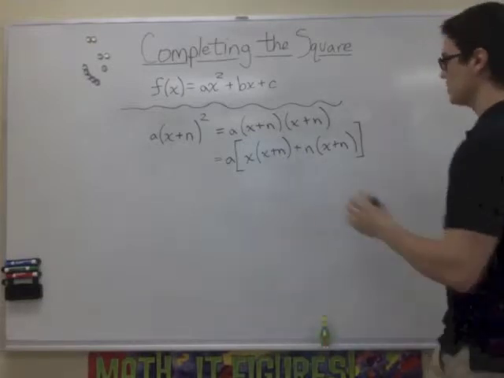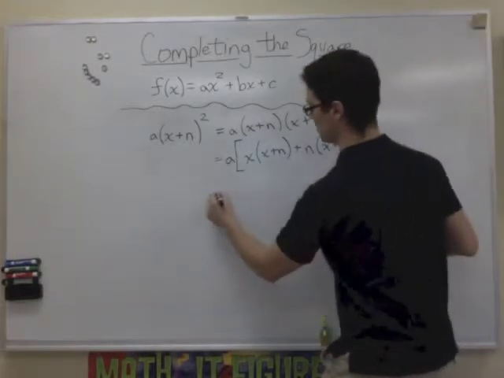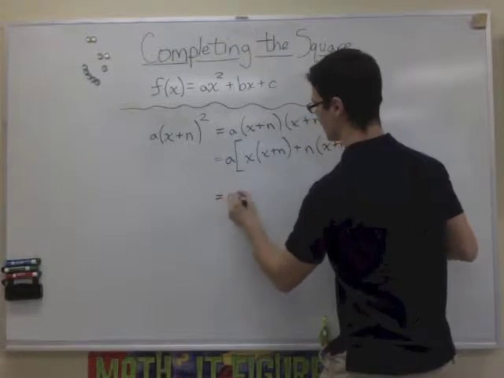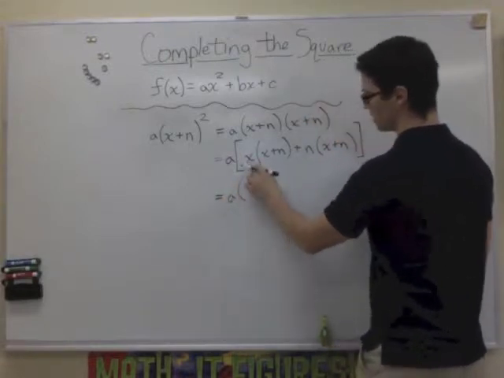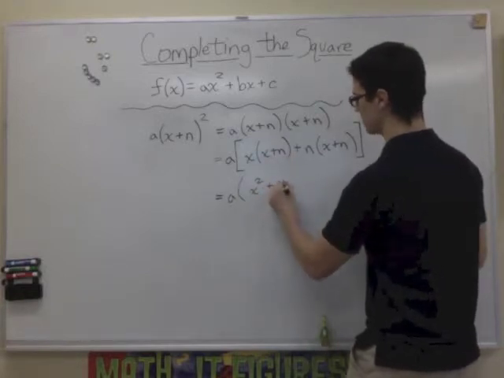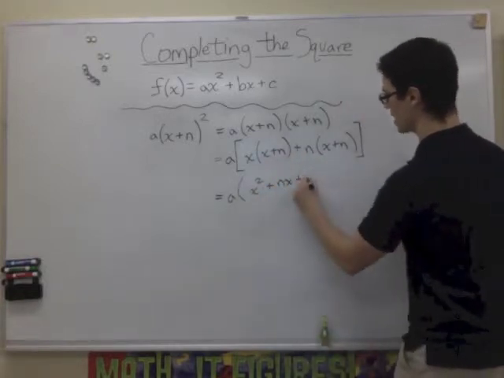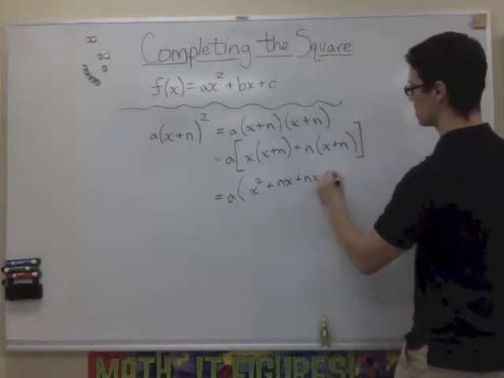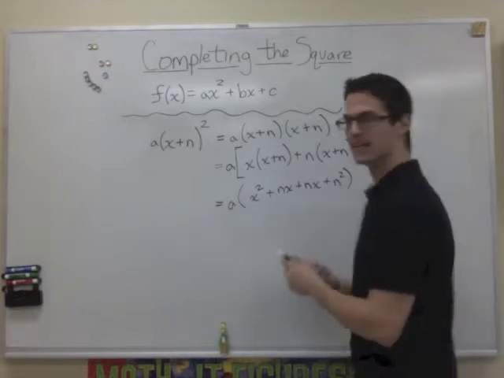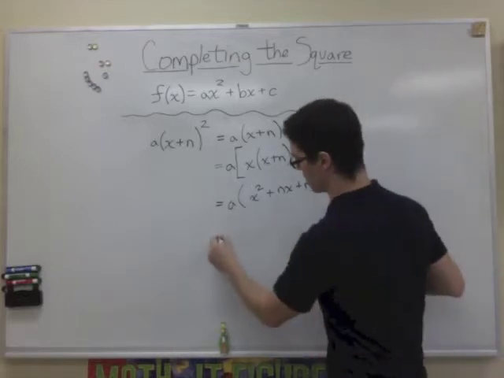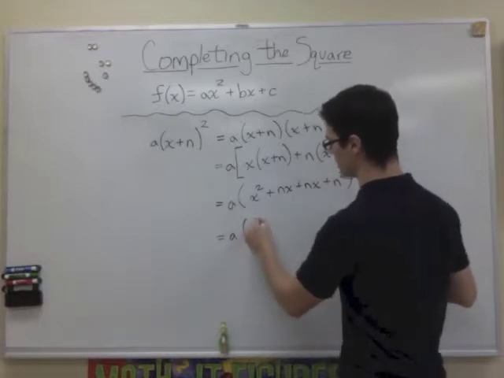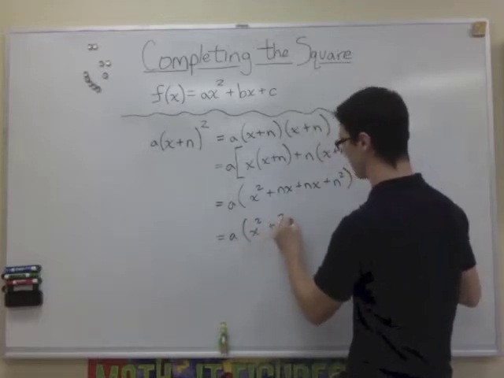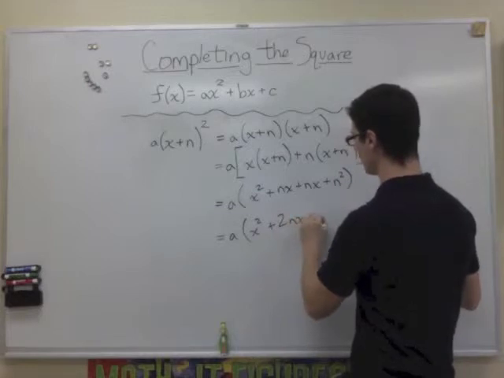Okay. Next thing I'm going to do is distribute these out just to make it a little easier. So x times x is x squared. X times n, obviously, nx plus nx plus n squared. All right. So from here, I'm just going to simplify it a little bit. I'm just going to combine like terms real quick here. So we got the two nx's right here, so I'm just going to write 2nx plus n squared.